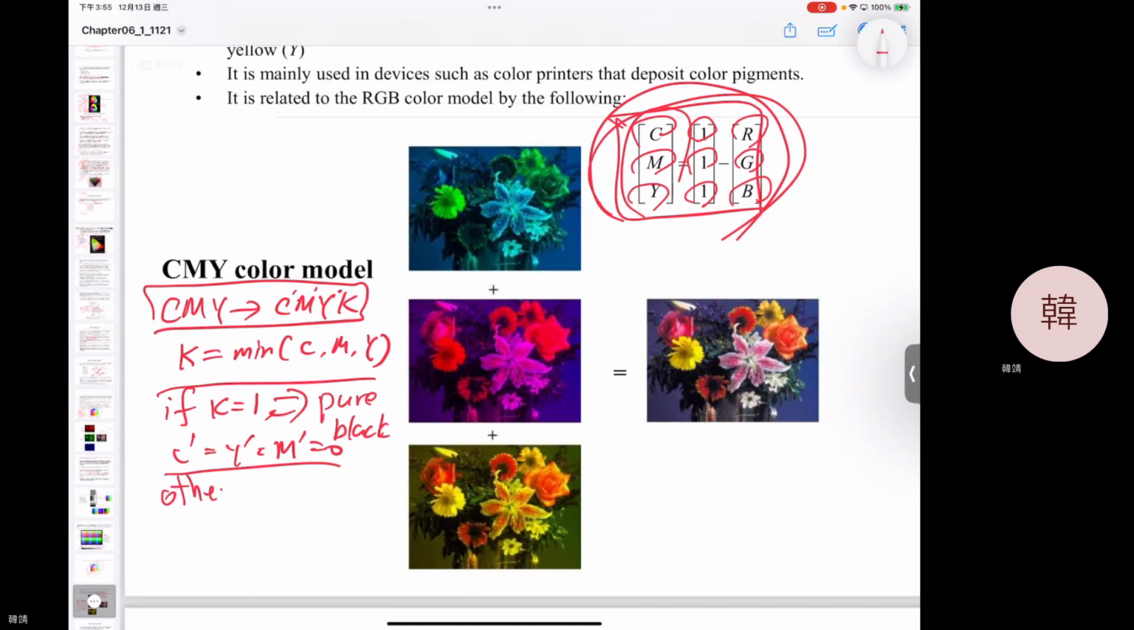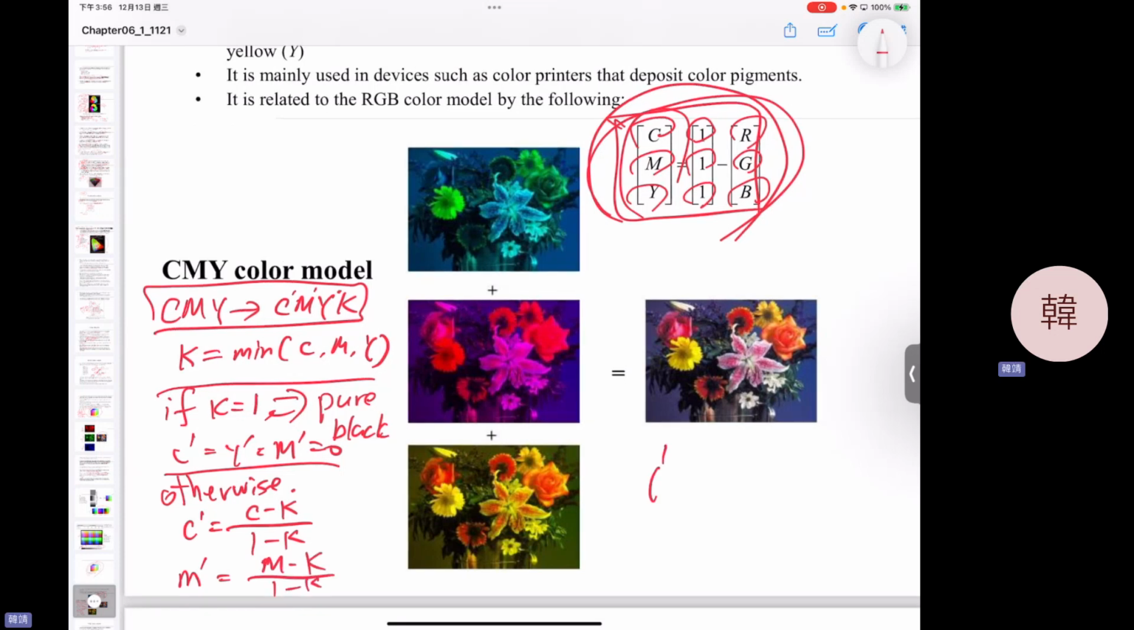Otherwise, what's the CMY? You can calculate this one. C' is C minus K divided by 1 minus K. It should be very easy to think about. So M' equals M minus K over 1 minus K, and Y' equals Y minus K over 1 minus K. So this is a way you transform your RGB to CMYK.